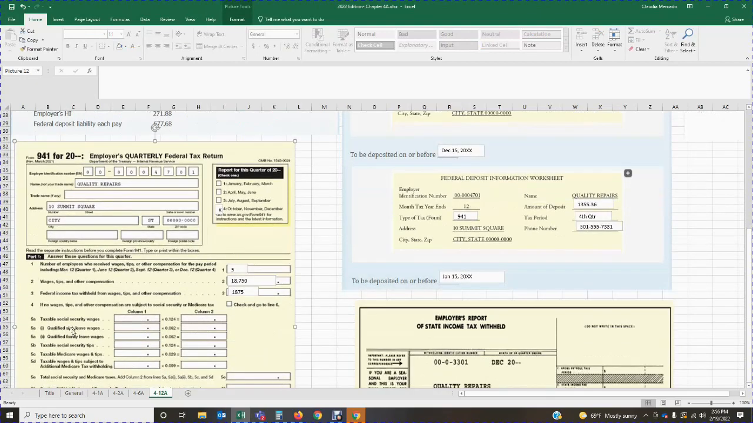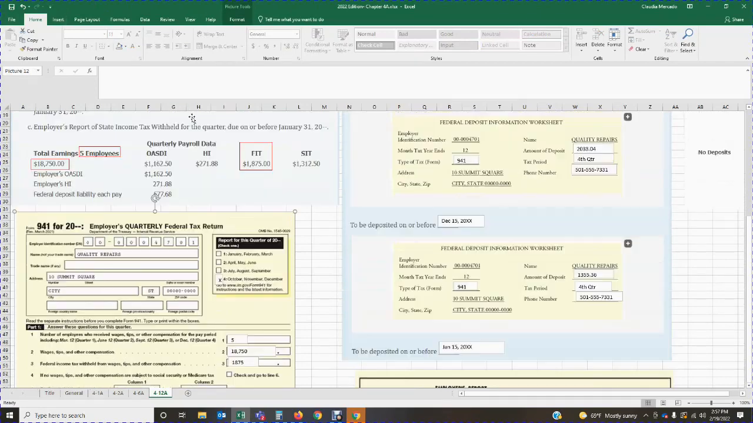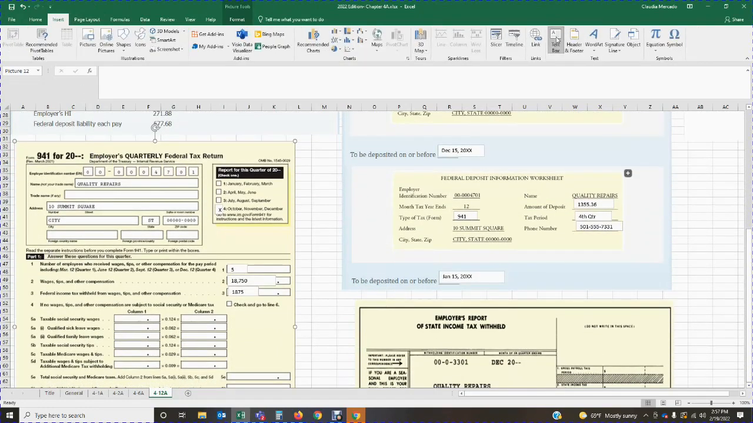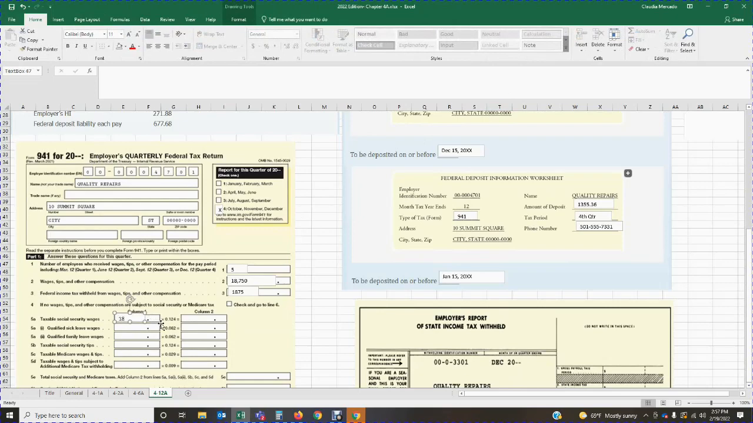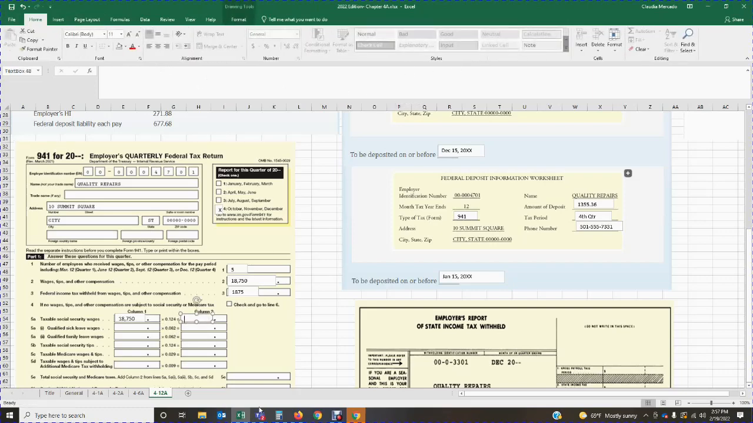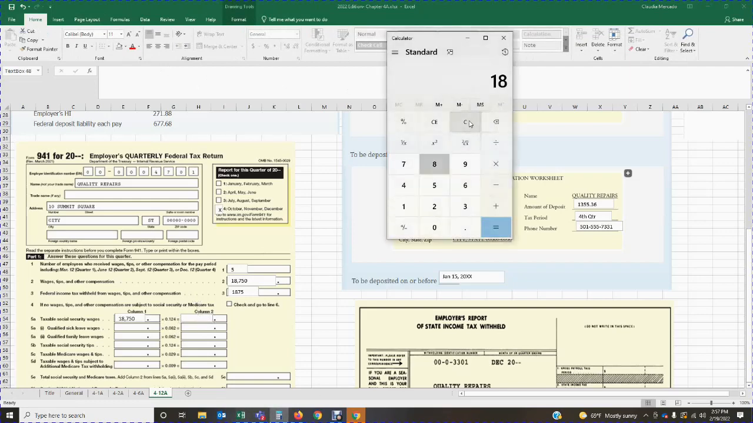Next, we're going to go to the next box, taxable Social Security wages. The amount of my taxable wages is $18,750. Those are the amount of earnings, so that is the amount that is taxable. So we're going to enter the $18,750 and multiply it times the rate provided in the form, which is 0.124. 18,750 times 0.124 gives me 2,325.